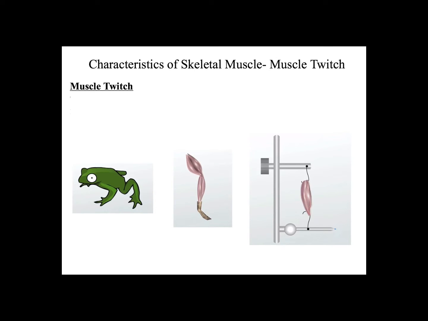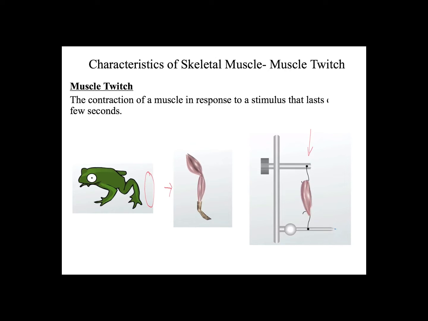So now we're going to take a look at a muscle contraction from a graphical standpoint. In order to do this, we have to skin the leg of a frog, isolate the gastrocnemius or calf muscle, and attach that gastrocnemius to an electrical impulse. When we run an electrical current through that gastrocnemius, what's created is a muscle twitch. A muscle twitch is the contraction of a muscle in response to a stimulus that lasts only a few seconds. In other words, it's pretty quick, it's instantaneous.